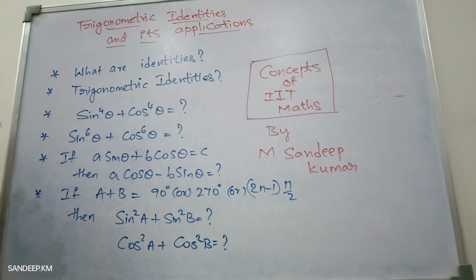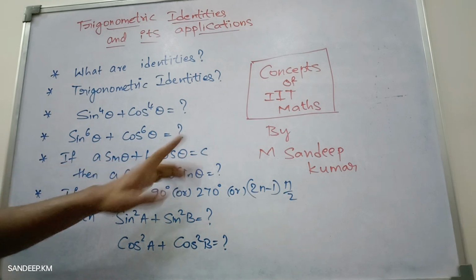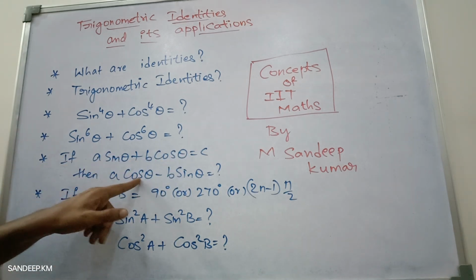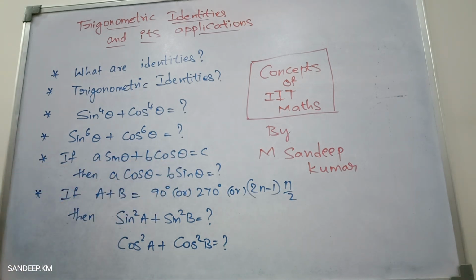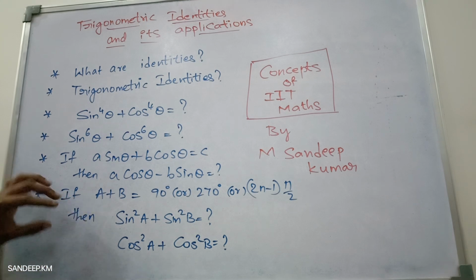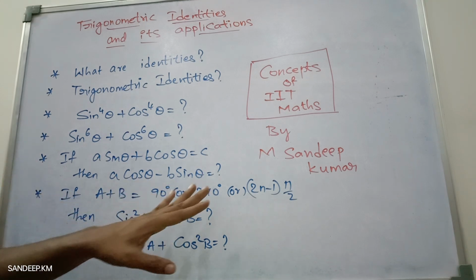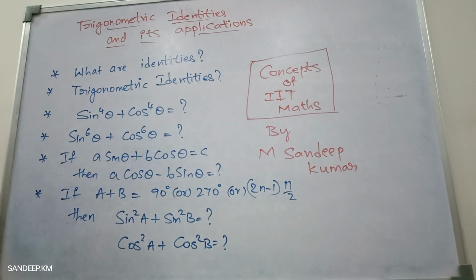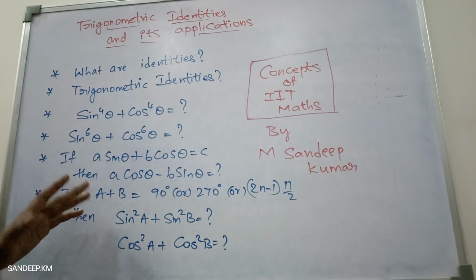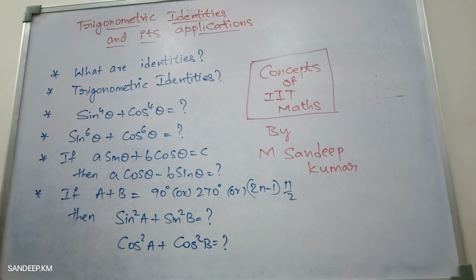Next, we have some models, like if a sin theta plus b cos theta is equal to c, then what is a cos theta minus b sin theta? And if a plus b is equal to 90 degrees, or 270 degrees, or any odd multiple of 90, then what is sin^2 a plus sin^2 b and cos^2 a plus cos^2 b? We should know them because we will use them directly in solving certain problems. So first of all, let us see what identities are.